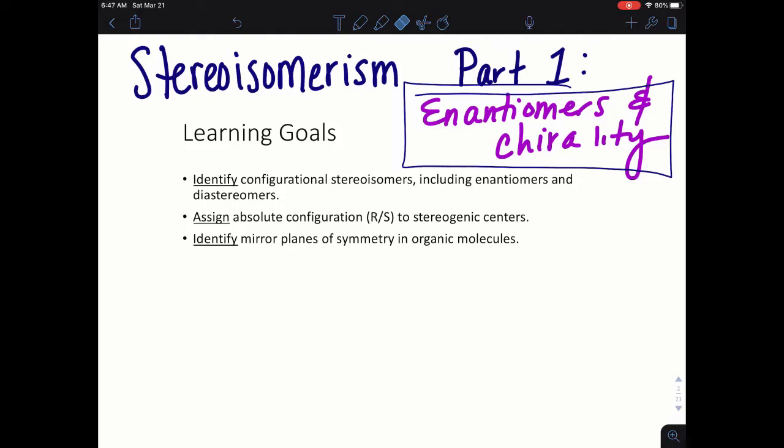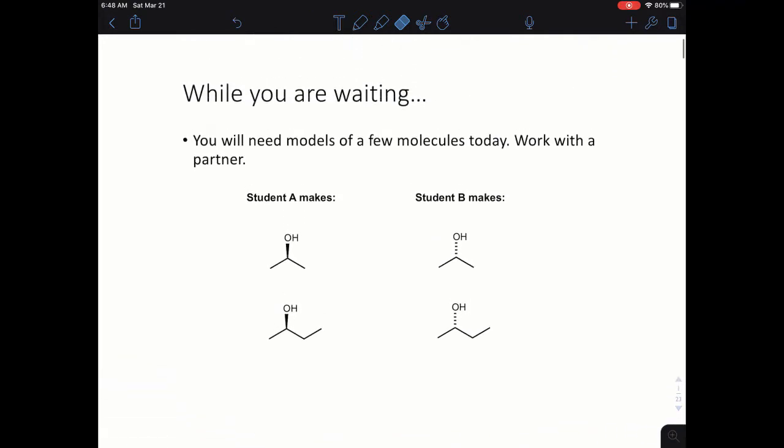Let's get started learning about stereoisomerism. Specifically today, we're going to tackle enantiomers and chirality. In order to do this, I need you to make some models. So get your molecular model kit out.